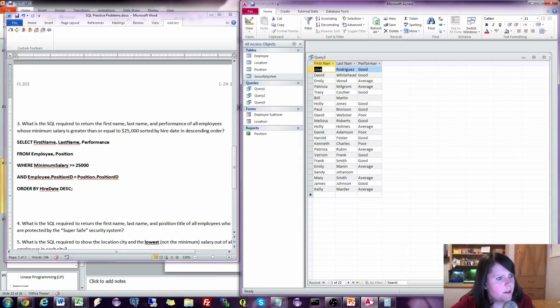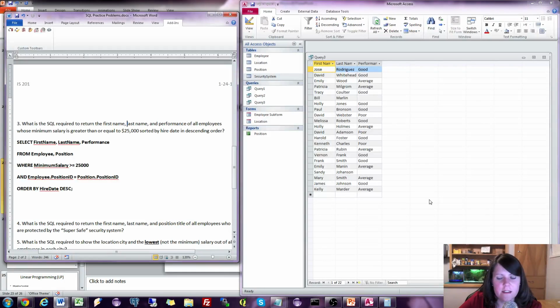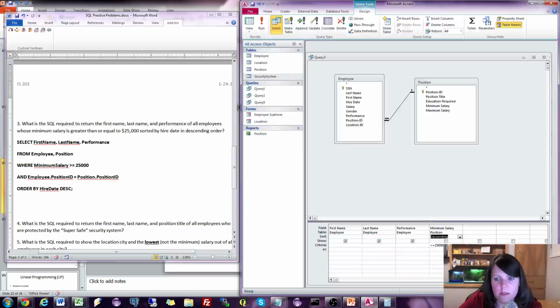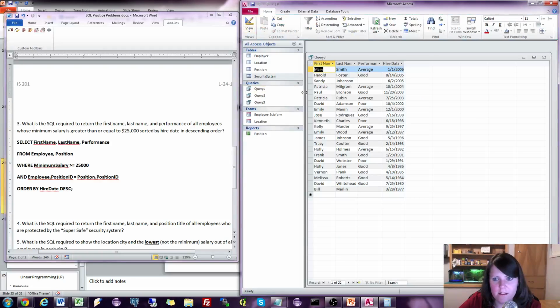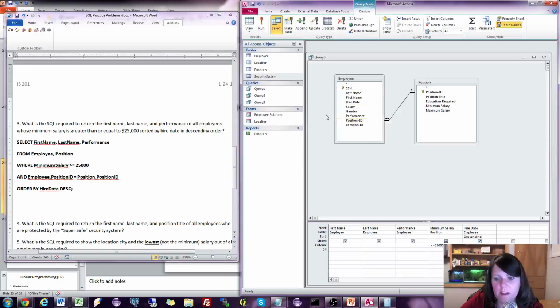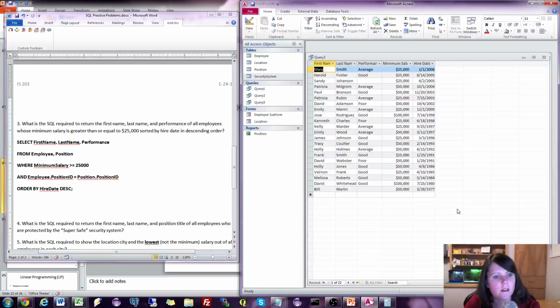So we've got first name, last name, performance. And you can double check the key. This should be correct though: whose minimum salary is greater than or equal to 25,000, sorted by hire date in descending order. To double check, oh, I sorted on minimum salary. These are the things that you need to make sure you've got correct. So sorted on hire date, I apologize, in descending order. Let's run that. There we go. But I don't want to show hire date. Go back. I'm going to show everything so we can make sure that we've got the query running correctly.